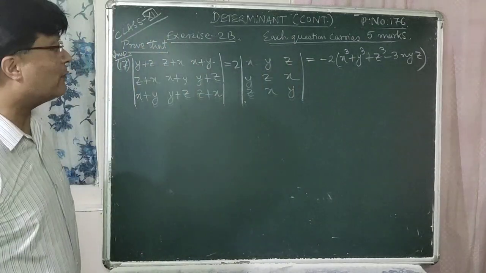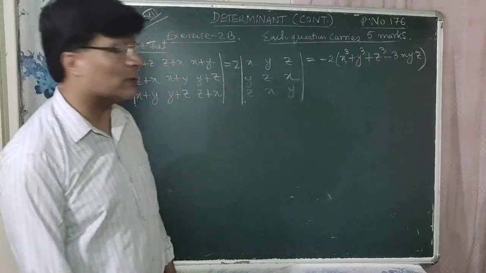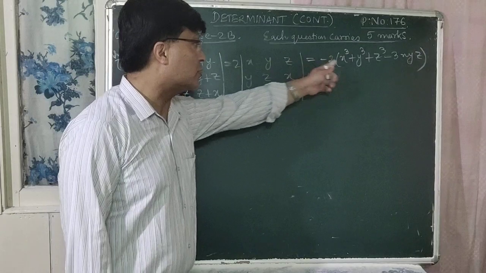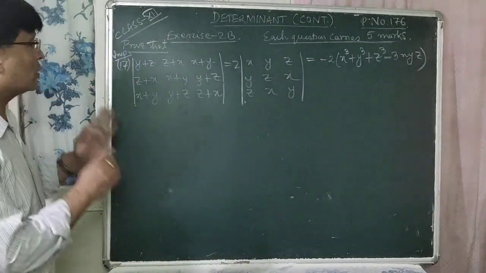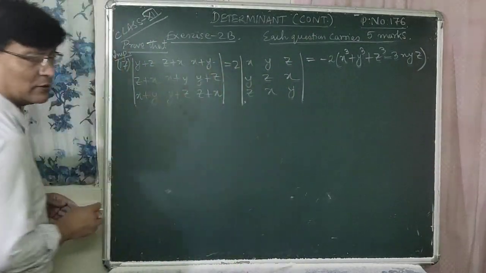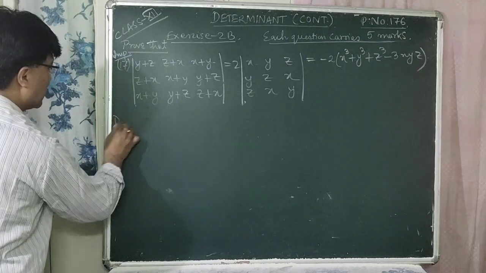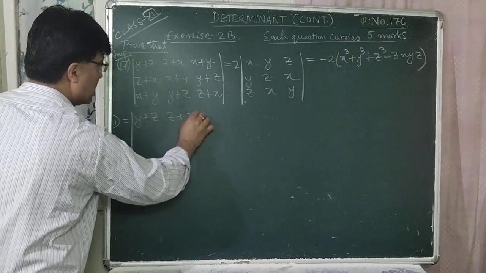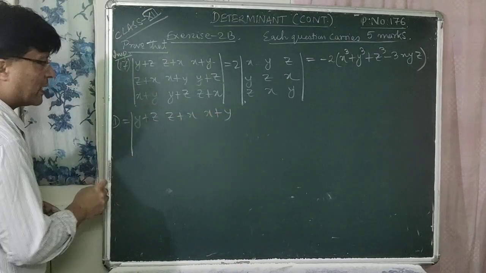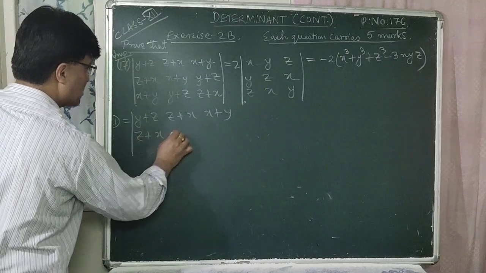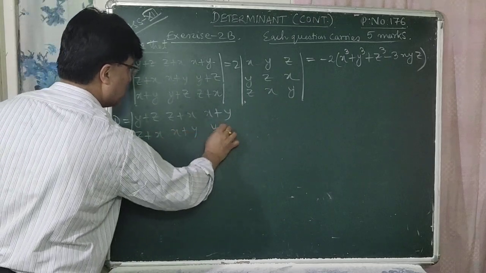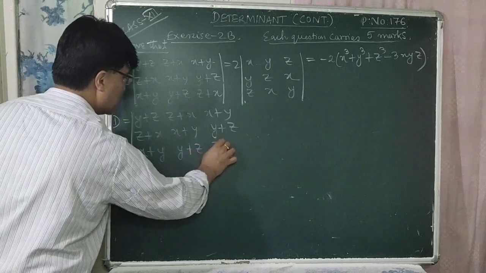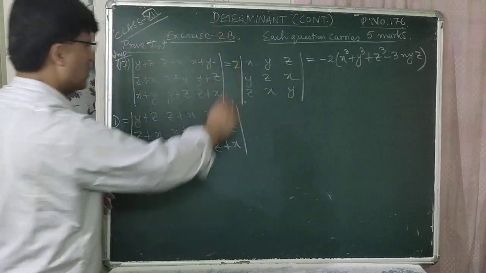Again is equal to, you have to prove, minus 2 into within bracket x cube plus y cube plus z cube minus 3xyz. That is, you have to prove first is equal to second is equal to third. Okay. So now let us prove first is equal to second. So what is D now? D is equal to, that is your left hand side, y plus z, z plus x, x plus y, right? So you have to write it. This is the left hand side, z plus x, x plus y, y plus z, and then next one is x plus y, y plus z, and this is your z plus x.